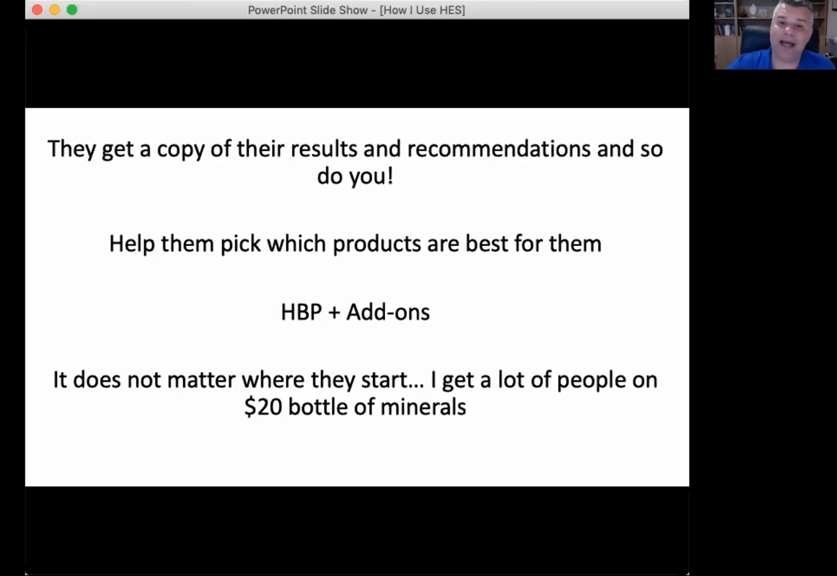So I get a lot of people on $150 auto ship easily, but I also have a lot of people just ordering a bottle of minerals because I know what the minerals do for people. Actually, I became a multimillionaire just on the minerals. Back when I started 23 years ago, we only had one product. That was the minerals. And I wasn't even with Youngevity back then.